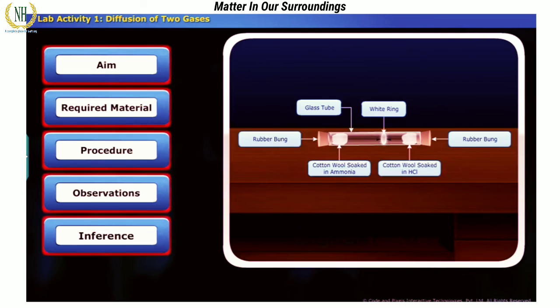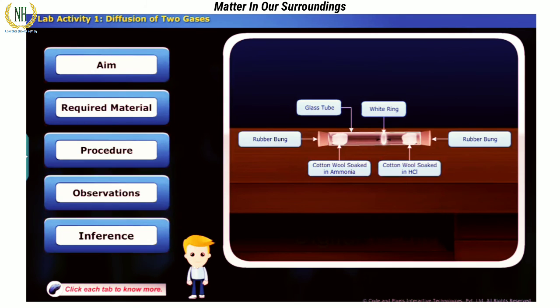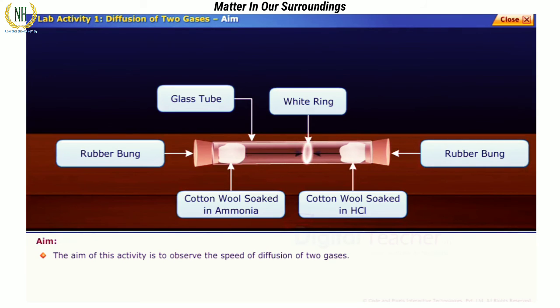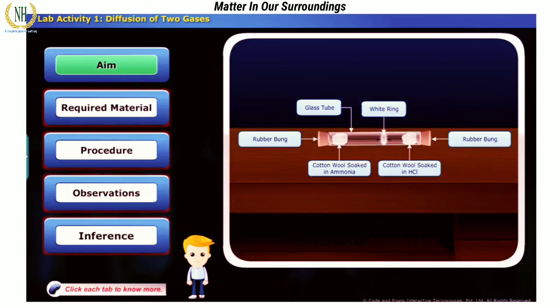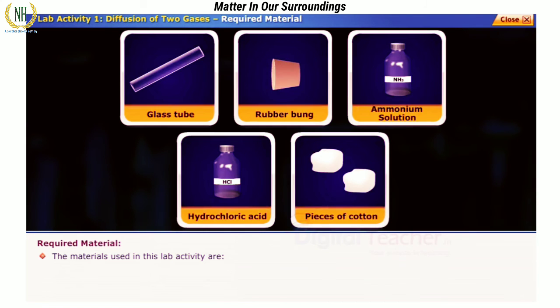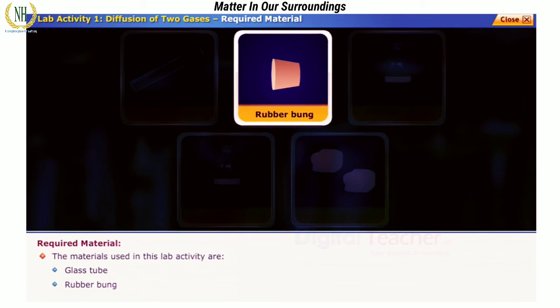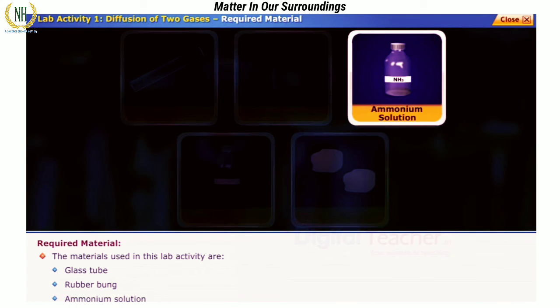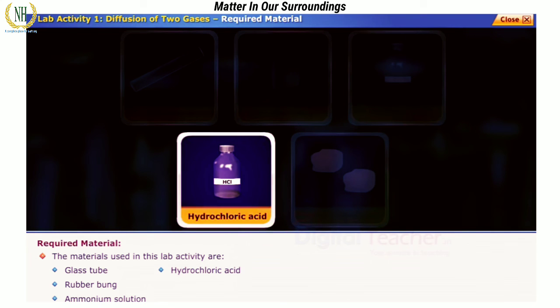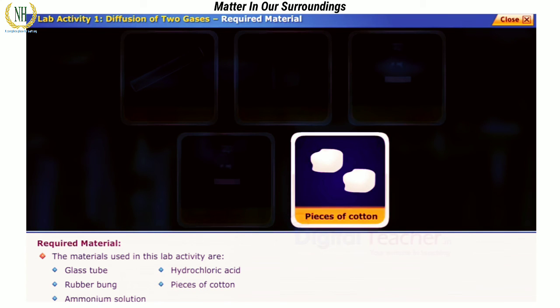Let us do a lab activity to observe the speed of diffusion of two gases. Click each tab to know more. The aim of this activity is to observe the speed of diffusion of two gases. The materials used in this lab activity are glass tube, rubber bung, ammonium solution, hydrochloric acid, pieces of cotton.